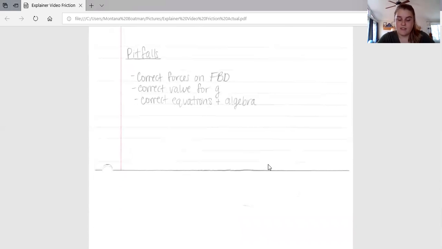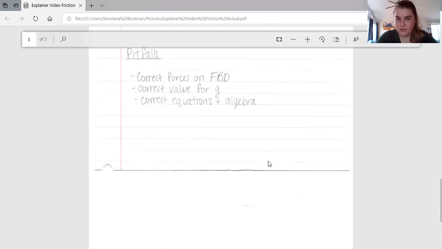So that was expert TA number 4 with the ice block, and that's how you would set it up to solve for the minimum force needed to get the block moving.